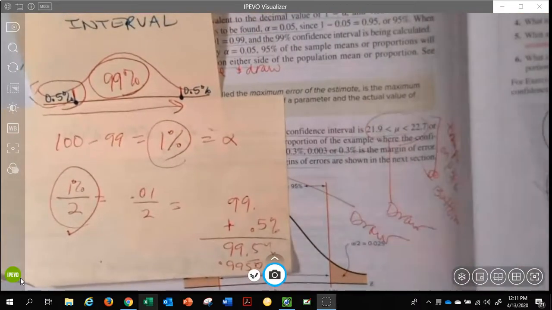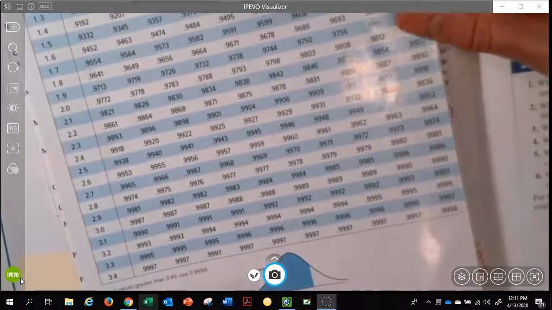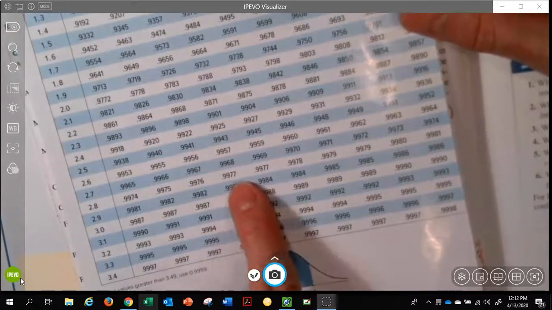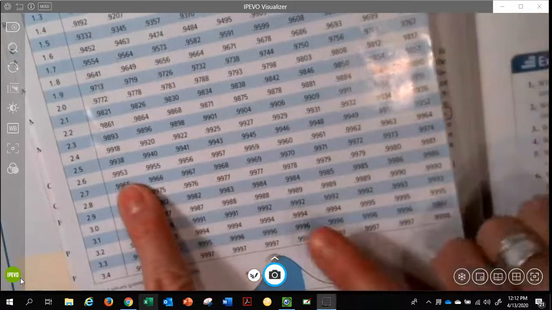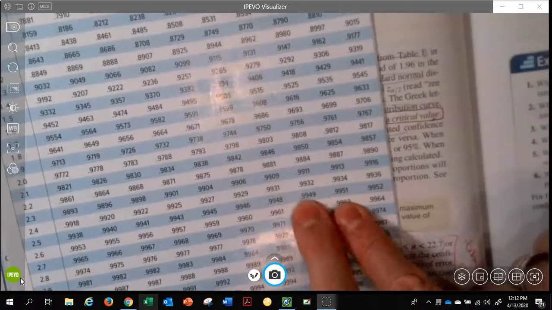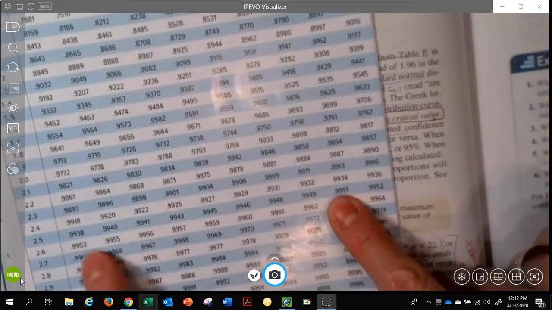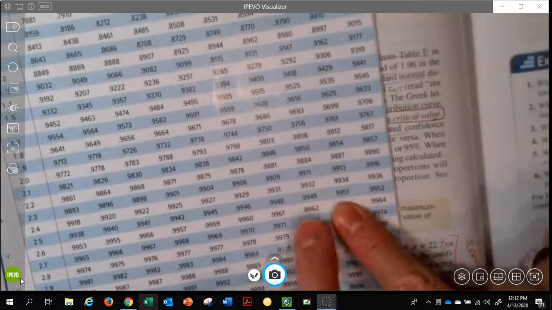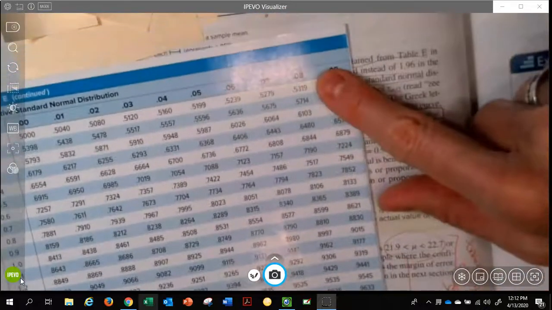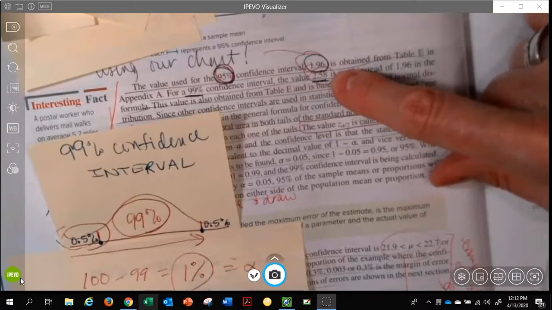So when I go back to my chart, I'm looking for 0.995. Here's one. It's dead center. It's one away from that one, and it's one away from this one. So I go with the upper one, and it's at 2.58. And that's exactly what they said it's going to turn out to be.